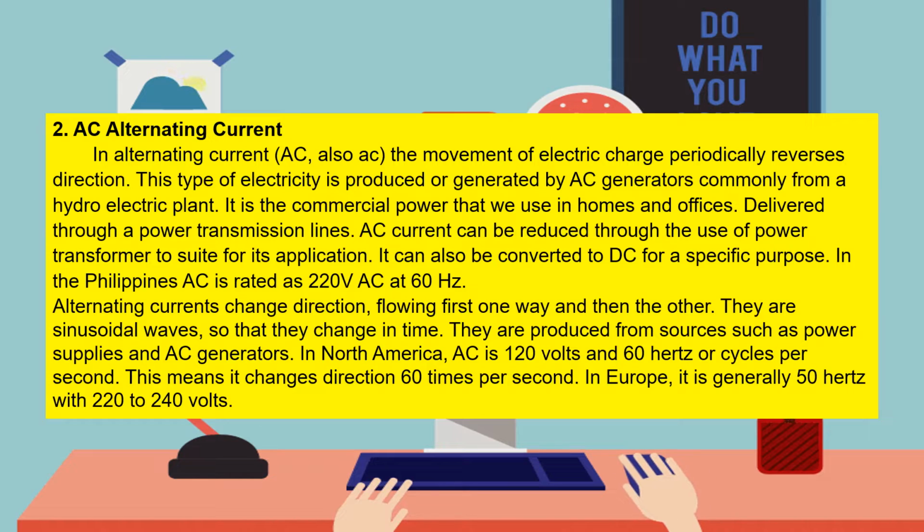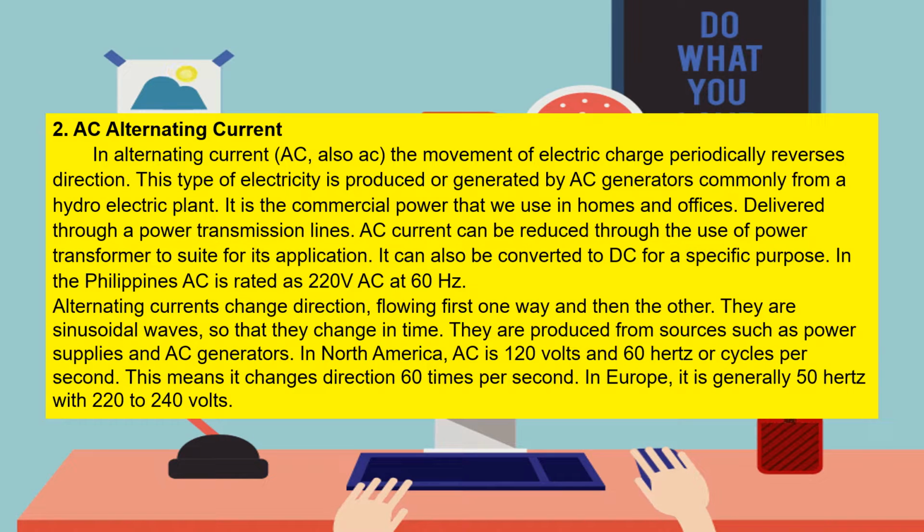Number 2. AC or alternating current. In alternating current, also AC, the movement of electric charge periodically reverses direction. This type of electricity is produced or generated by AC generators, commonly from a hydroelectric plant. It is the commercial power that we use in homes and offices. Delivered through power transmission lines, AC current can be reduced through the use of power transformer to suit its application. It can also be converted to DC for a specific purpose.